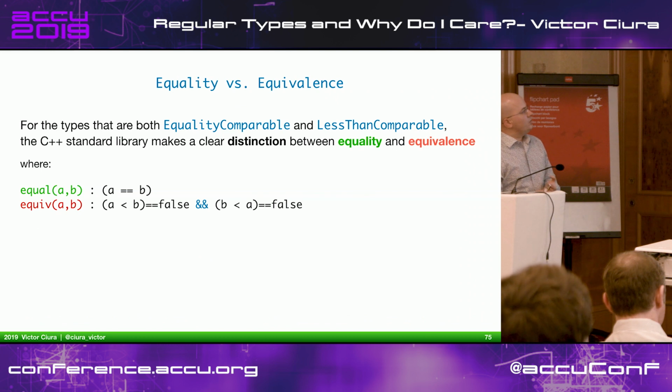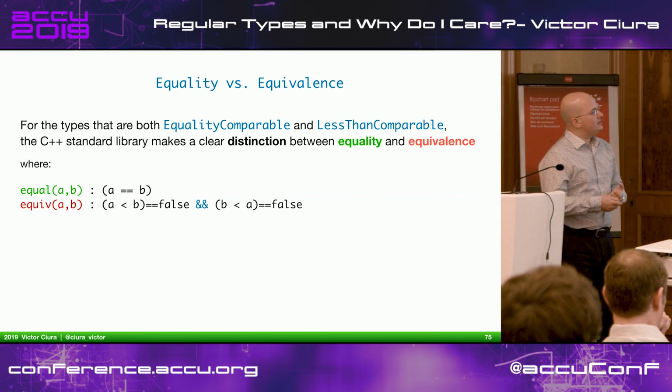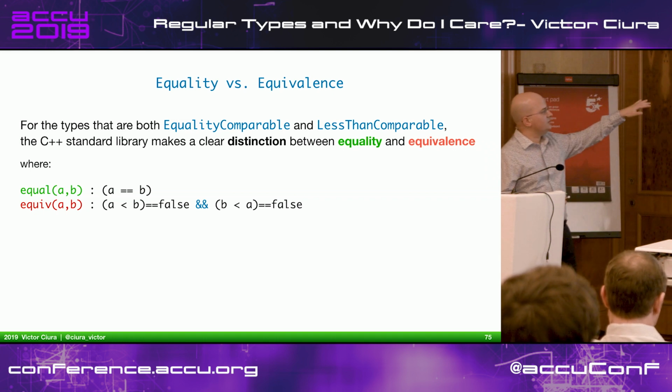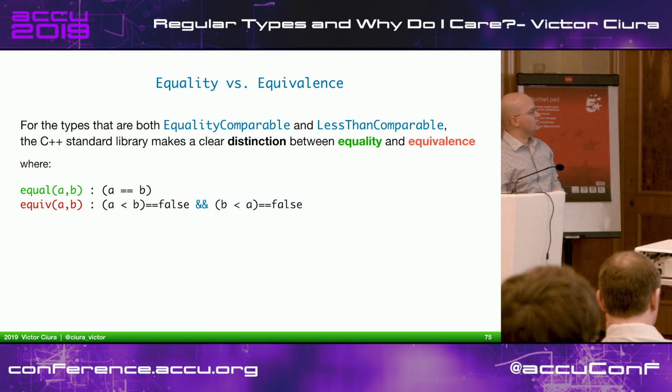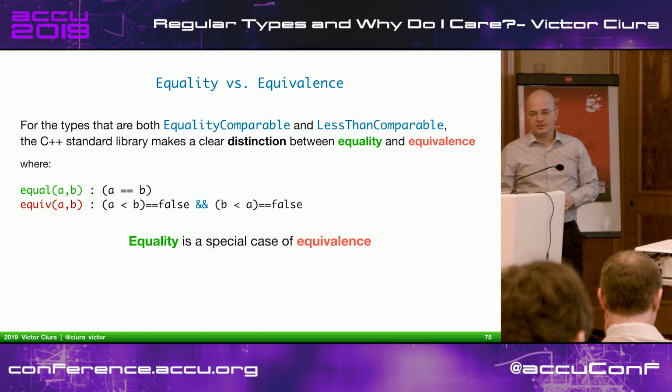And for types that are both equality comparable and less than comparable, the C++ standard library makes a clear distinction between equality and equivalence. So this would be a formal definition of those two. And of course, equality is a special case of equivalence.